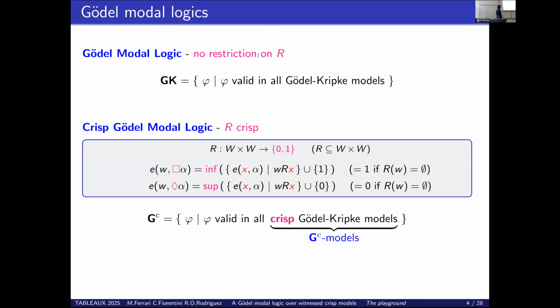In this case, you have to admit that the value is 1 for a boxed formula if there is no successor of w, and the diamond is weighted 0 if there is no successor of w. With such a restriction, we call Gödel modal logic with crisp accessibility the set of valid formulas in these models.